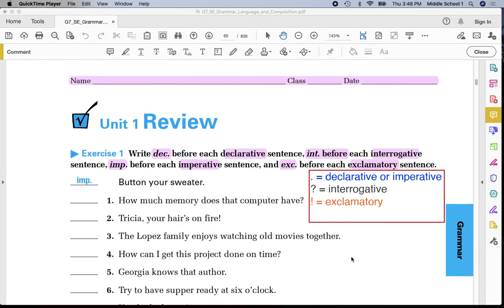In the box on the right, I'm reminding you that an exclamation point is only used for an exclamatory sentence. An interrogative sentence must contain a question mark. If I'm a regular sentence, I use a period. If I'm a command or request, that is imperative, I use a period.